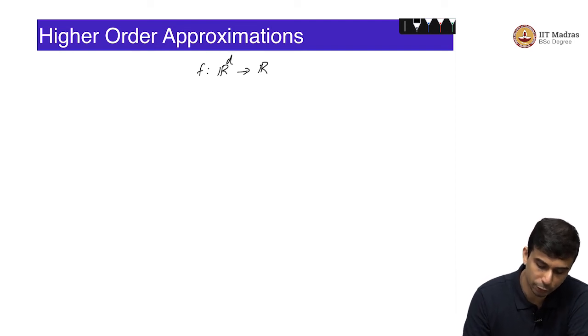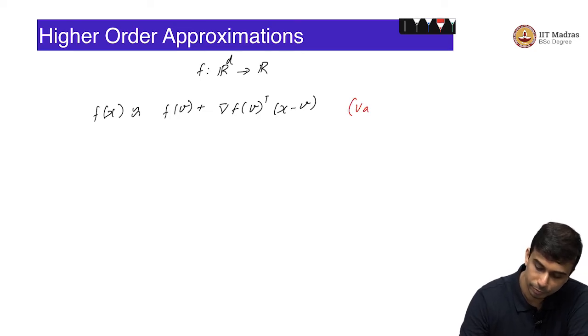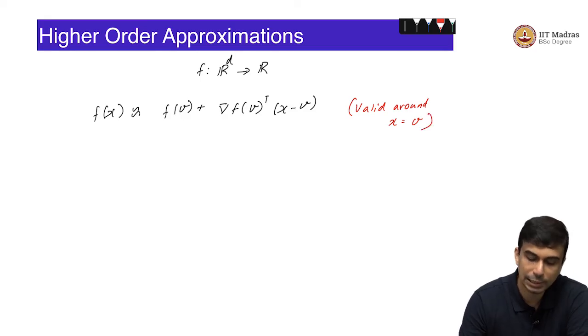If you have a function f from R^d to R, the linear approximation is simply given by f of x is approximately f of v plus grad f of v transpose x minus v. This is valid around x is equal to v. This was the linear approximation.